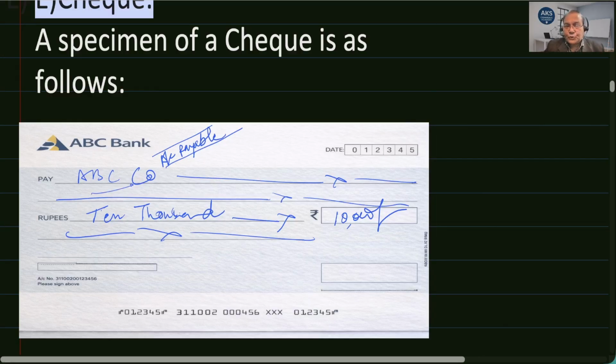And the drawer's signature is also written here. So this is how a check is issued, and this is the specimen of a check. This happens to be the check number, so for any future reference, this can be used. I hope it is clear.